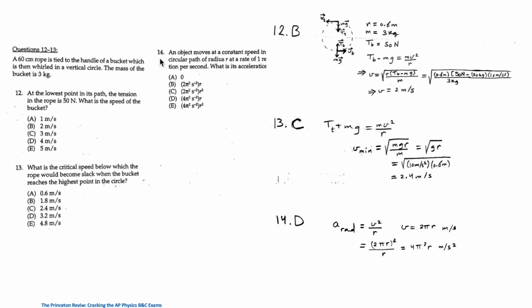So for question 14, an object moves at a constant speed in a circular path of radius r at a rate of 1 revolution per second, okay? It means the speed is 2 pi r meters per second, because in 1 second it goes around one circumference of the circle. So what is its acceleration? The answer is D, because when we substitute for v, we get 4 pi squared r meters per second squared.